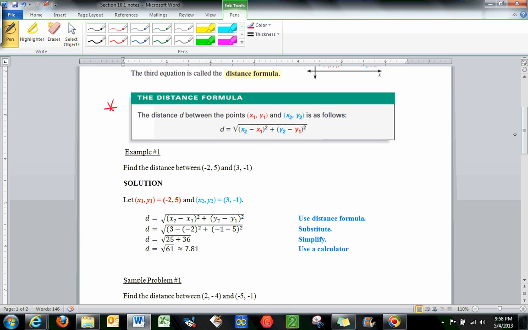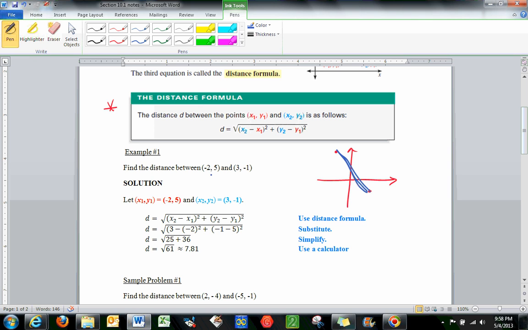If we look at example 1, it says find the distance between (-2, 5) and (3, -1). If you notice, we don't have a coordinate plane here with it being graphed, so we could either go that route, come up with a coordinate plane and plot -2, 5, somewhere around there, and 3, -1, and simply see it visually. But what we're going to do here is work on using the distance formula appropriately.